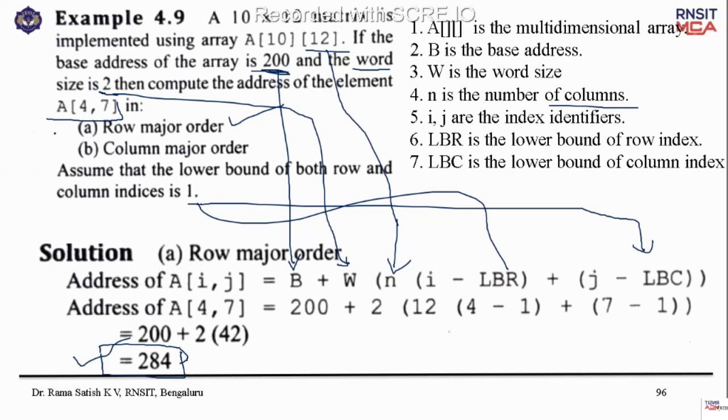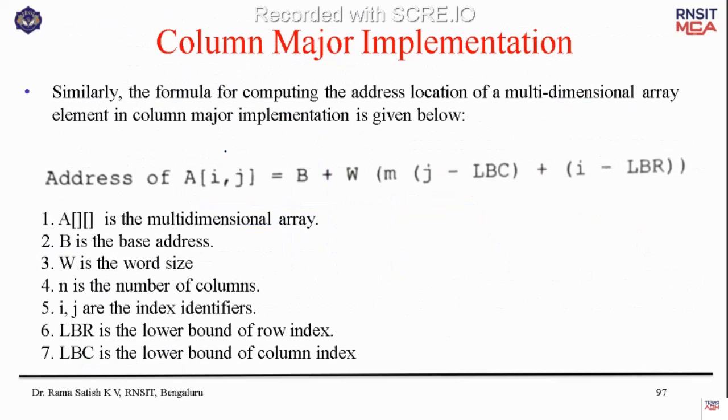And observe, now we have checked only for row major. We have to calculate it for column major also. What exactly is the column major formula about? Very simple. There is no change in the formula. Same: B plus W into M, where, sorry, M is the number of rows. I should write it as the number of rows. So it is M, it is not N. M is the number of rows.